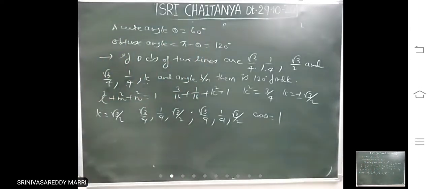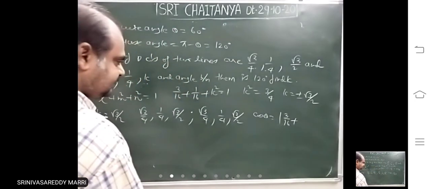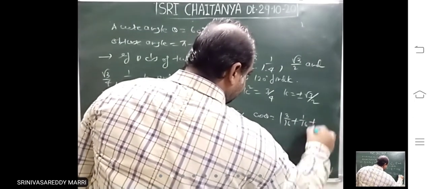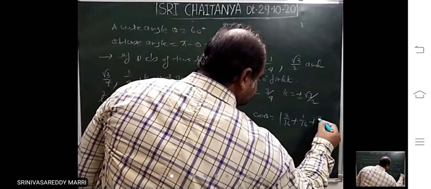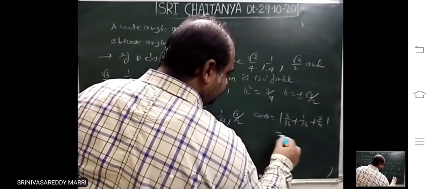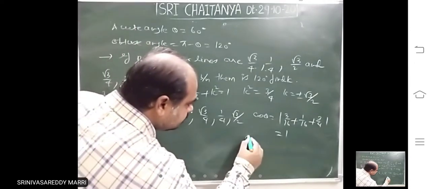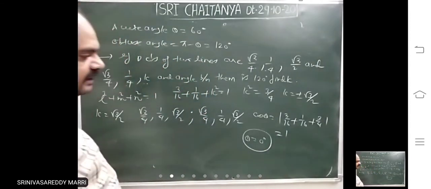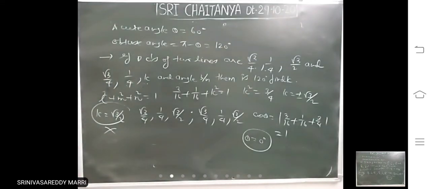Cos theta is the modulus of root 3 by 4 into root 3 by 4, 3 by 16, plus 1 by 16, plus root 3 by 2 into root 3 by 2, 3 by 4. This comes out to be 4 by 16, 1 by 4, plus 3 by 4, which is 1. Theta is 0 degrees, so this is wrong. If k equals root 3 by 2, we are getting theta 0 degrees, but theta must be 120 degrees. Let us calculate for minus root 3 by 2.